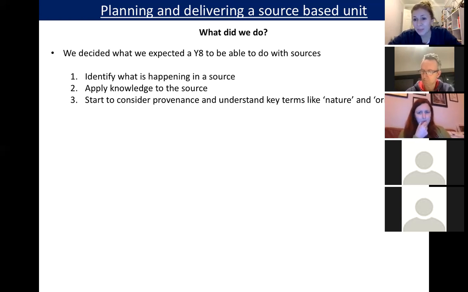We decided as a department, we wanted them to identify what happens in a source, apply knowledge to the source, and start to consider provenance in key terms like nature and origin, but only starting to. We would introduce them. The higher ability kids would probably get pushed a bit more on that. Lower ability would be introduced, but it would be more important to test them on identifying and the knowledge.